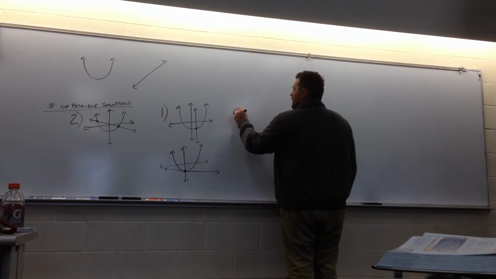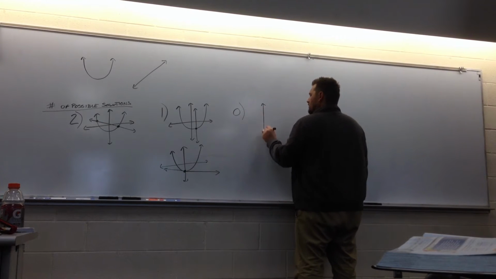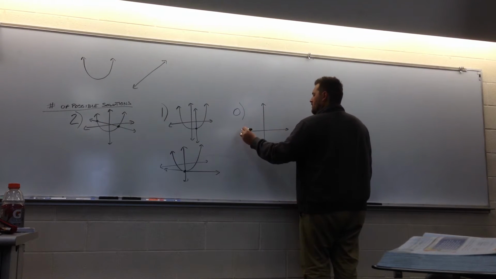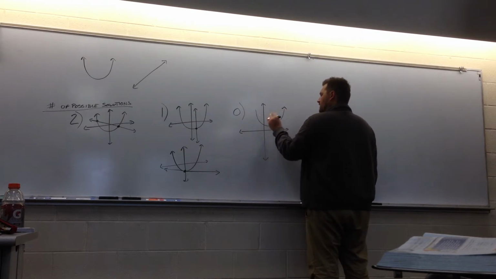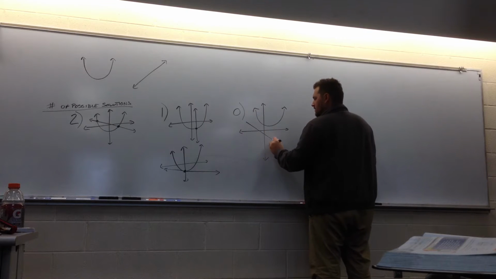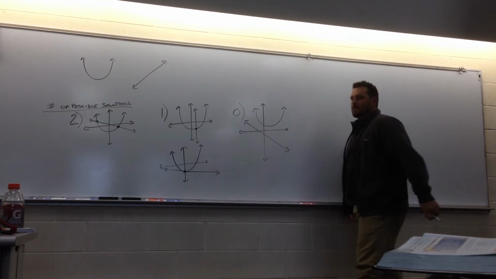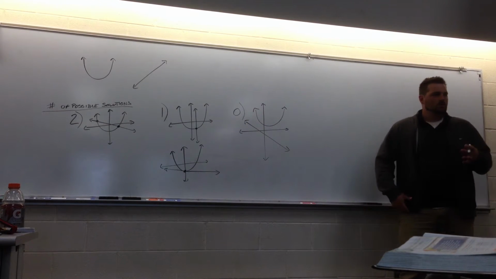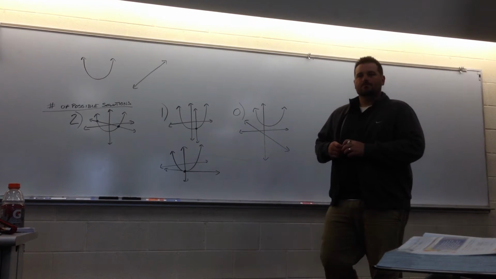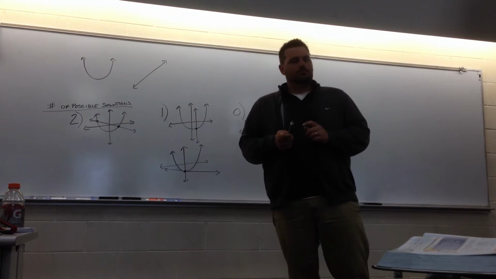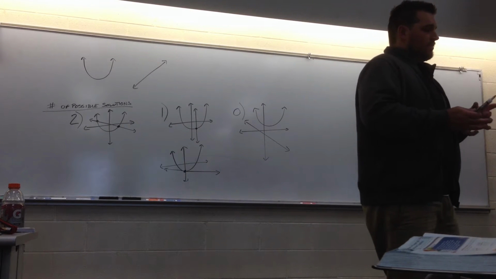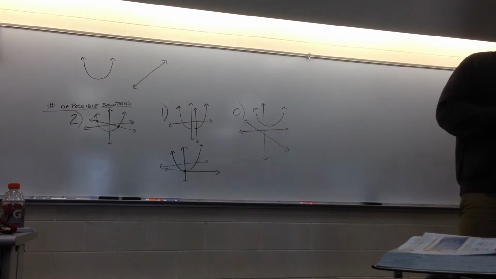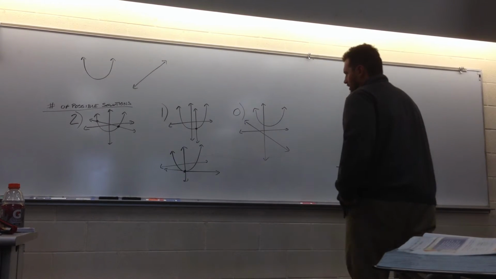Is there a way I can have 0 solutions? The line doesn't even touch. If I have a parabola like this and a line like that, they never touch. So there's no solution to that system. Okay? So that's the idea of what we're talking about here. That's the basis of what we're talking about.